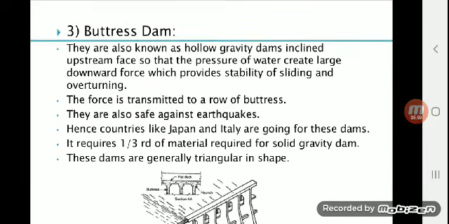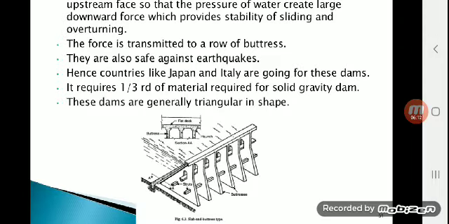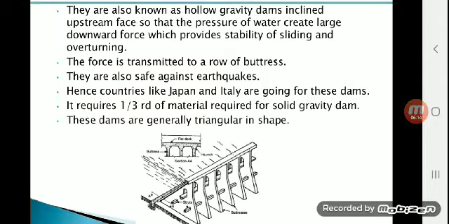They are also known as hollow gravity dams, with an inclined upstream face so that the pressure of water creates a large downward force which provides stability against sliding and overturning. The water will just slide over it, and this buttress will hold it. And the force is transmitted to a row of buttresses. Obviously, they are also safe against earthquakes. So countries like Japan and Indonesia will be using these types of dams.